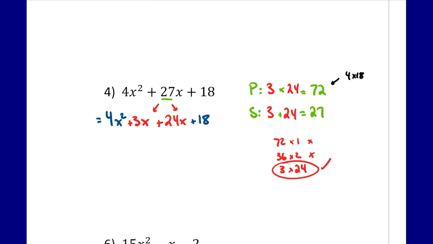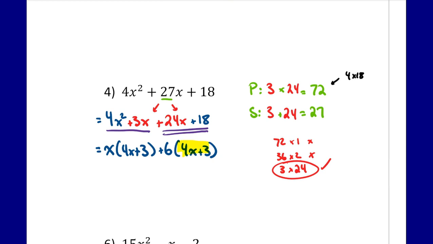Now what you're going to do is factor or common factor the first two terms and the last two terms. So if I look at the first two terms, I have 4x squared plus 3x. The only thing that's common between those two is an x. So 4x plus 3 is the first bracket. In the second one, I can factor out a positive 6, and 4x plus 3 is what's left over as well.